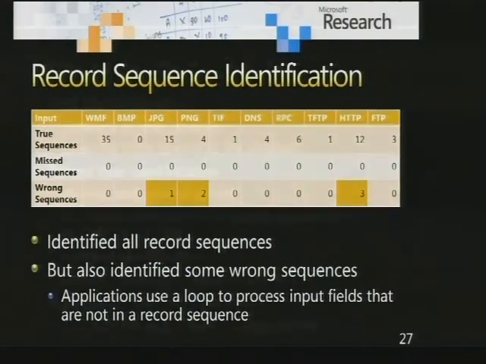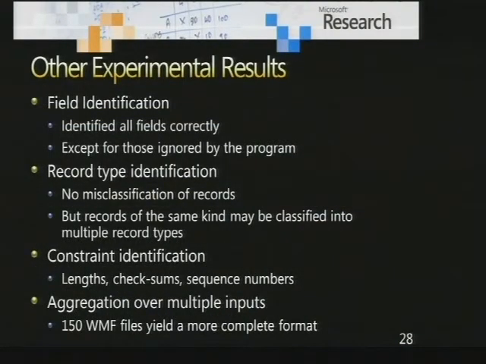For this kind of case, we may have wrong sequences. I'll skip this slide. This slide basically tells other experimental results. For example, we have no misclassification error of record types because the condition we use is sufficient. But some records of the same kind may be classified into different types because it's not necessary. So the same record type may be processed by different execution sequences, but the inflation is very small.